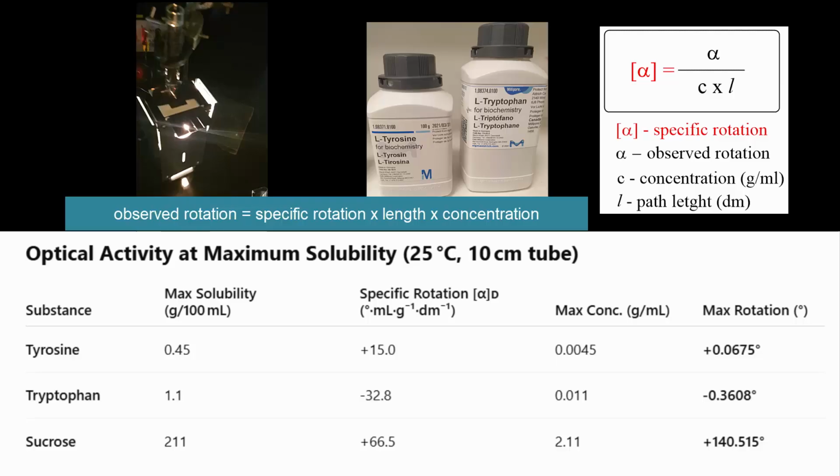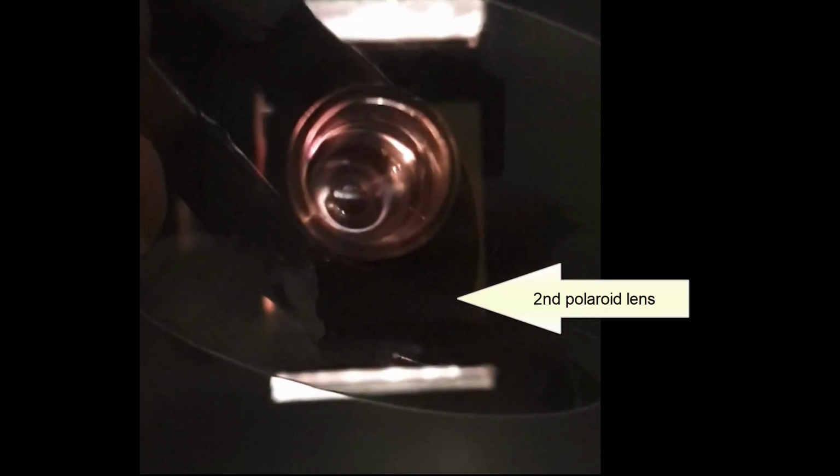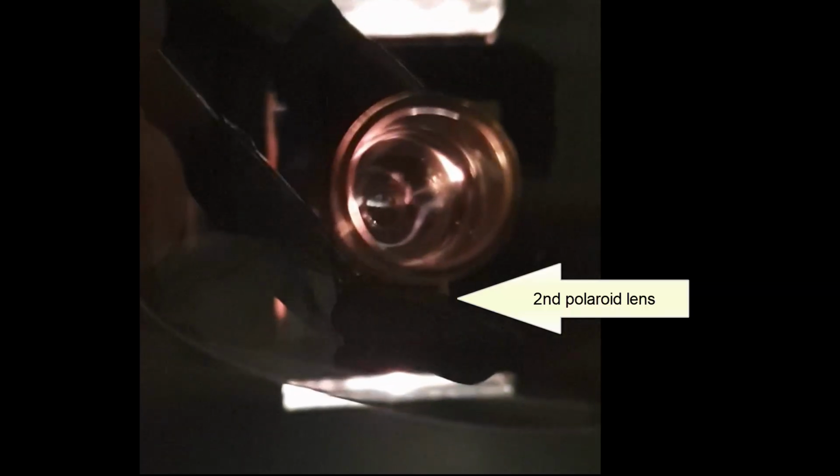So if I just jump to the actual result, you can see as I turn the lens, I am getting close to 90 degrees, and I think this is the sugar at the moment.